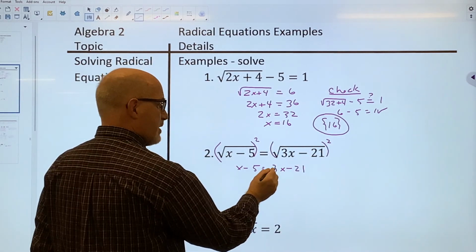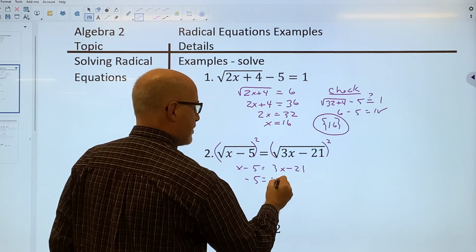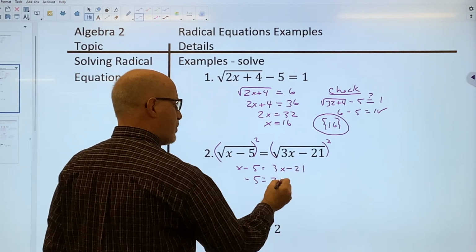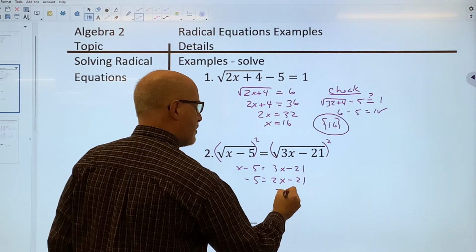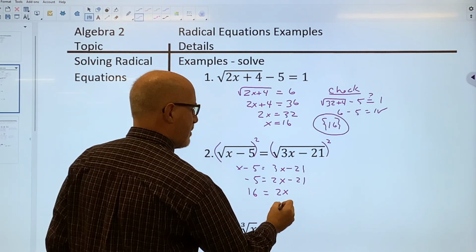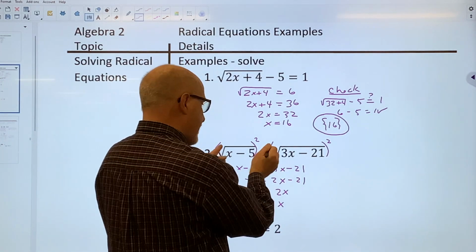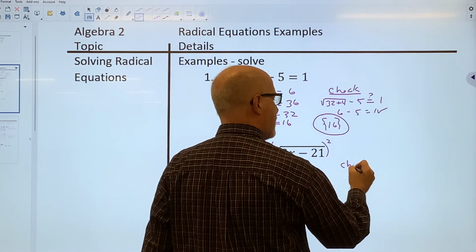Now I go ahead and solve this, so I'm going to subtract x from both sides. So I'm going to get 2x here. I'm going to add 21 to both sides, so you get 2x equal to 16. Divide by 2, and you get x equal to 8. Even index, you've got to check your answer.